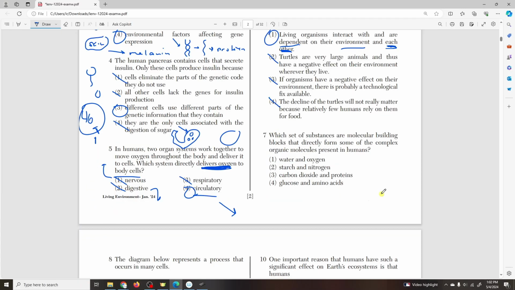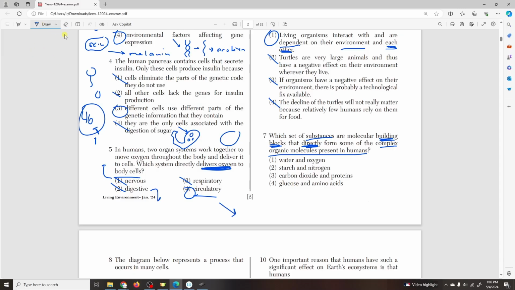So number 7 says, which set of substances are molecular building blocks that directly form some of the complex organic molecules present in humans, right? So which set of substances, so there's going to be multiple substances, and they're going to be building blocks. They're going to be building blocks that directly form some complex organic molecules. So each one of these choices has to make up an organic molecule within itself, right? So for example, in each one of these choices, you need water, and water is going to be a building block for a complex organic molecule, right? So it has to just be that choice.